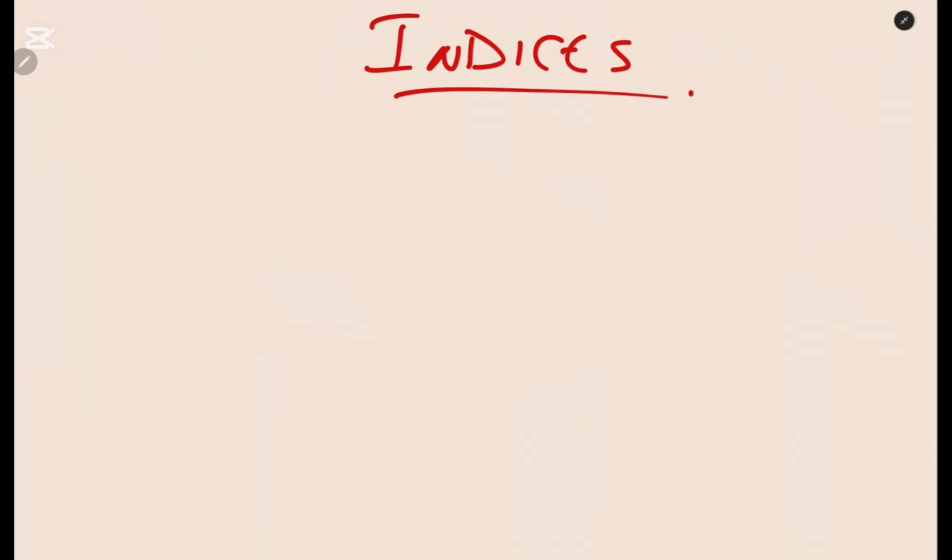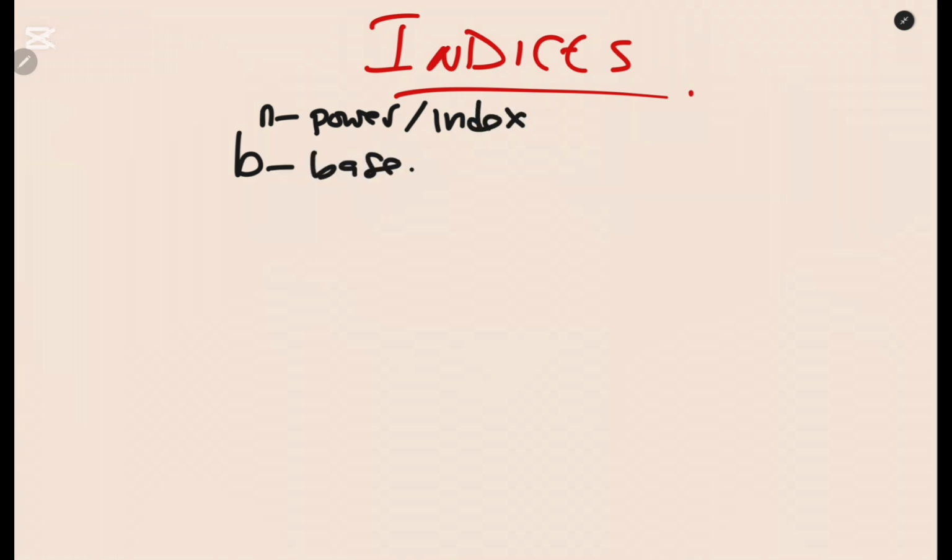So the topic that we are going to look at is indices. To start with, we need to understand what indices are. Indices is just an expression of a base to a given power. Let us say the base b, to the given power, let us say the power n. This is called the power or index, and this is the base. This is what we call indices.